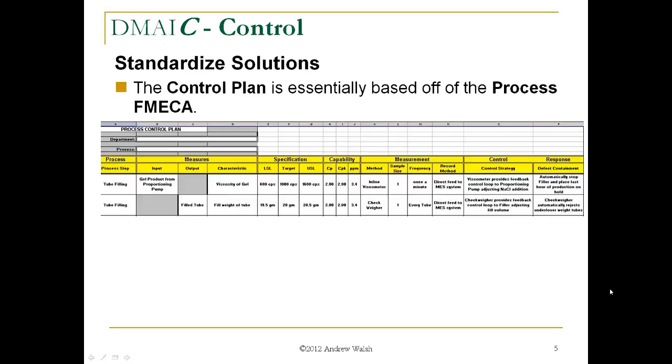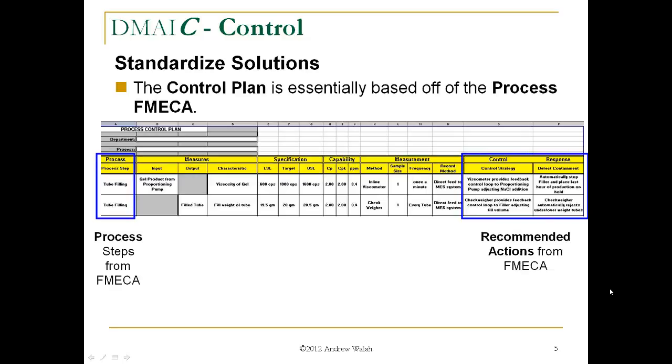So here we see the control plan essentially based off of a process FMECA. The process step from the FMECA is tube filling, and we see the recommended actions from the FMECA on the right. The control strategy includes a viscometer to provide feedback, a feedback control loop to a proportioning pump to adjust the sodium chloride addition, and also a checkweigher to provide a feedback control loop to the filler adjusting the fill volume.